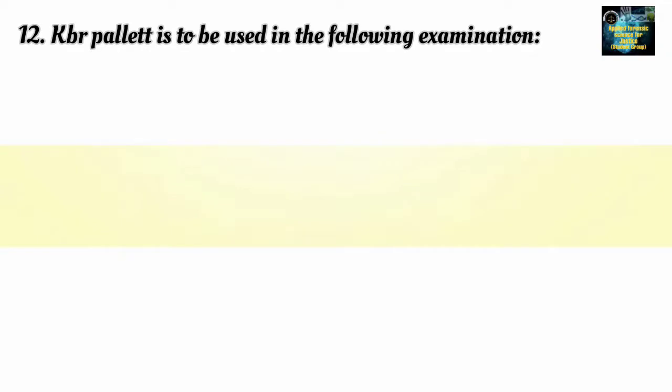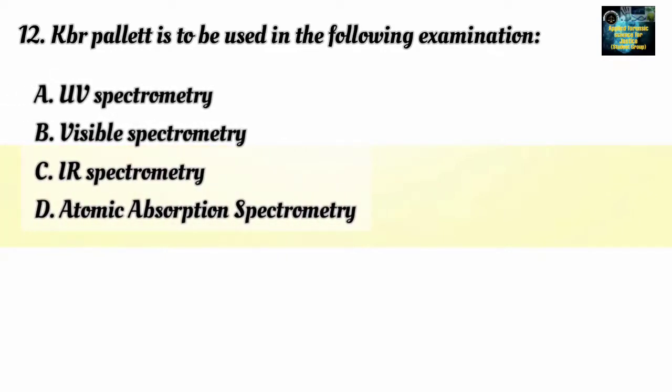Question number 12. Potassium bromide pellet is to be used in the following examination. Options A. UV spectrometry, B. Visible spectrometry, C. IR spectrometry, D. Atomic spectrometry. Answer is option C. IR spectrometry.